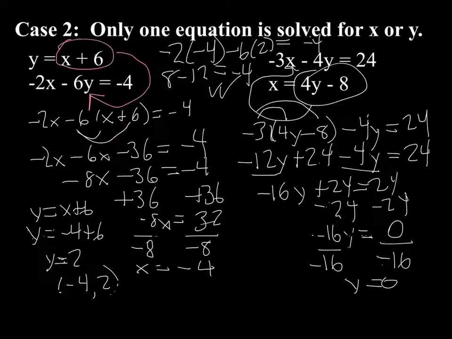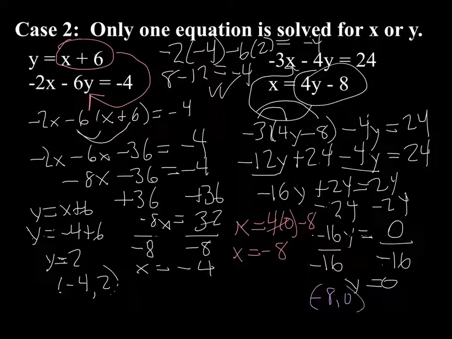Okay, so I'm going to have, let's change the color here to make it a little easier to see. We're going to have x is equal to 4 times 0 minus 8. This is going to cancel out. You get x is equal to -8. All right, so we have our answer. We believe our answer is going to be, let's put it in purple there, -8, 0.